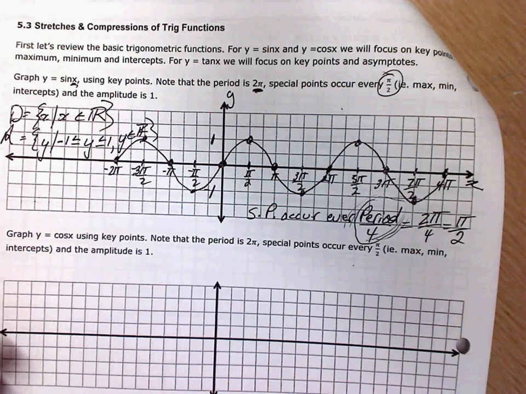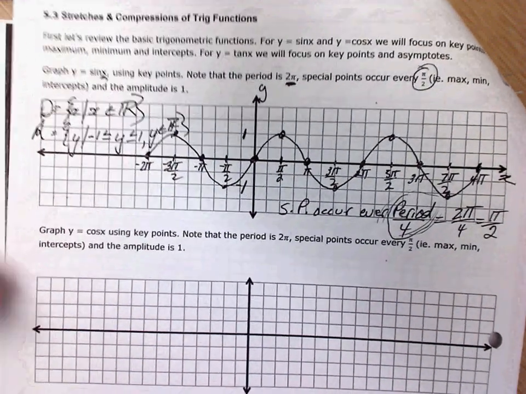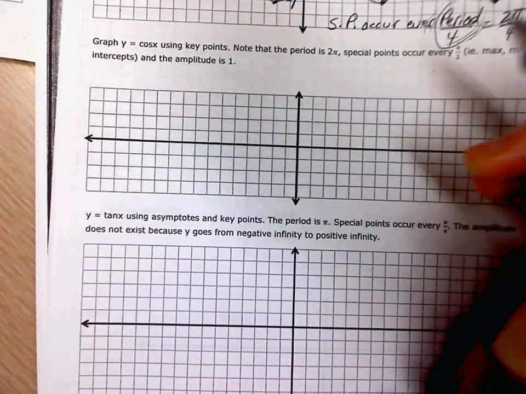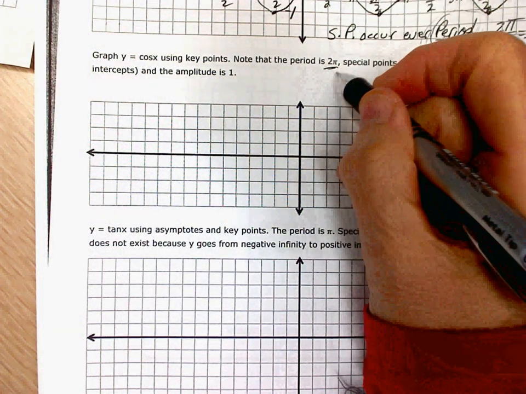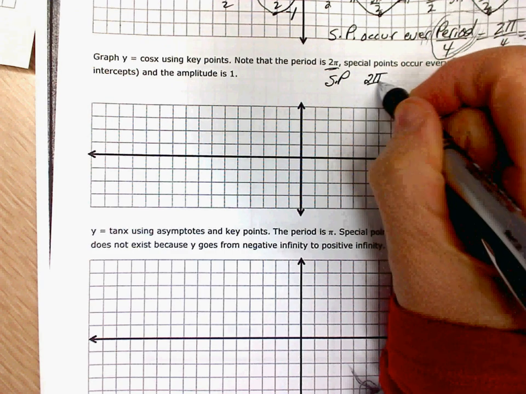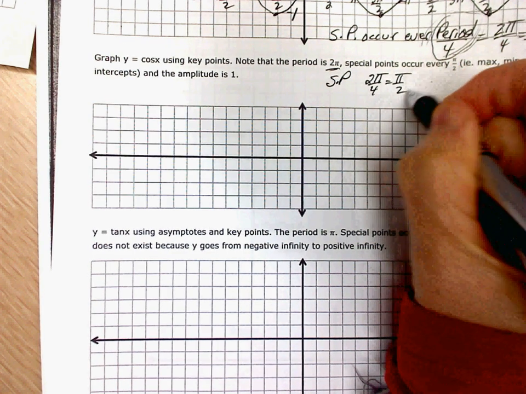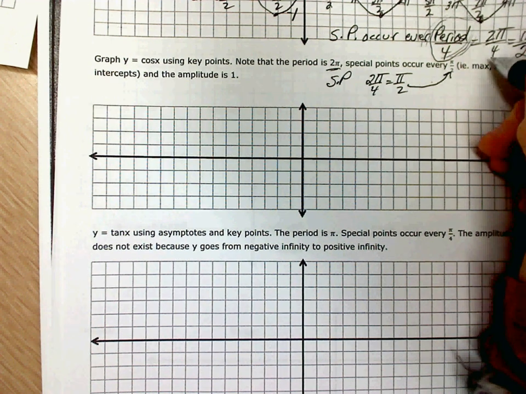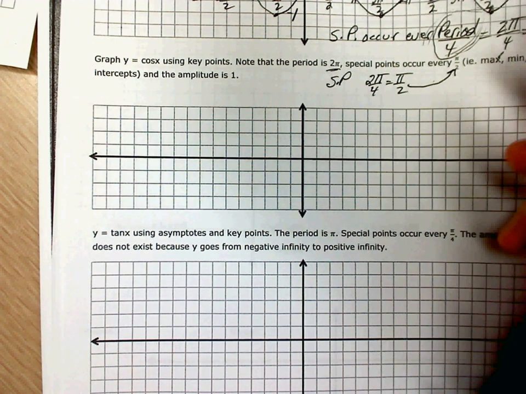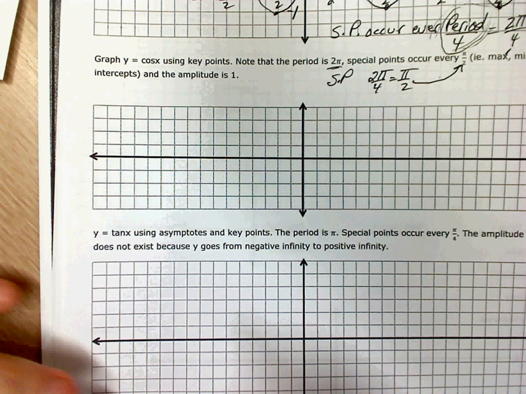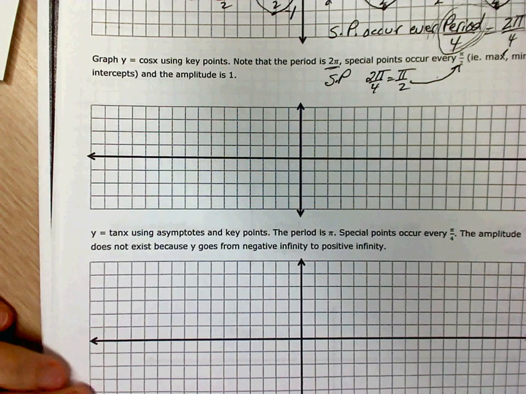Okay, so that's basically y equals sine x. Now, we're going to do y equals cos x in a similar manner. Again, the special points will occur every 2 pi by 4, which is pi by 2. Notice that's why we say it occurs every pi by 2. We have a max of 1, a min of -1, just like we did for sine. The amplitude is max minus min divided by 2, and in this case it's 1.